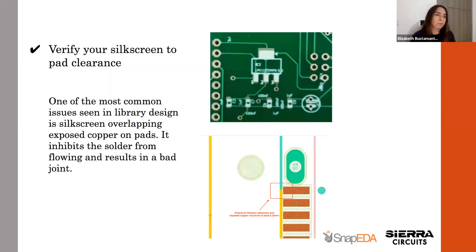At SnapEDA, one small thing that I wanted to share is that the clearance that we follow in all our designs, the clearance between the silk screen and the exposed copper, is at least 0.25 millimeters. And talking about Sierra Circuits, their tolerances are about 5 mils, so 0.127 millimeters for, again, silk screen to copper. This is the minimum tolerance that they have. So just make sure that you don't have your silk screen touching or overlapping your pads.